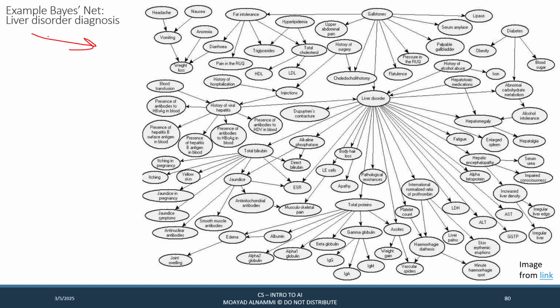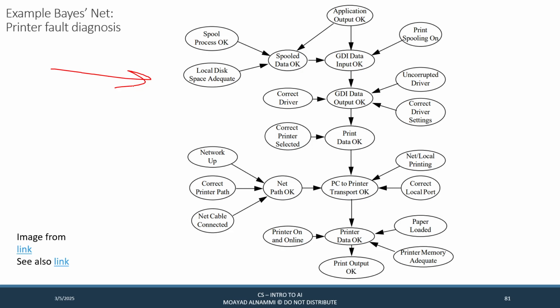This is a large network that shows liver disease. We're interested in predicting the probability of there being a liver disorder, and this is influenced by a lot of patient history. This is a Bayesian network that was used by Microsoft. I'm unsure if they still use this, but this is the Bayesian network that was used a while back for determining printer faults. So what kind of issue is there with your printer?